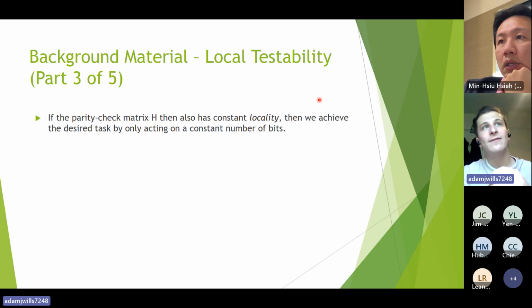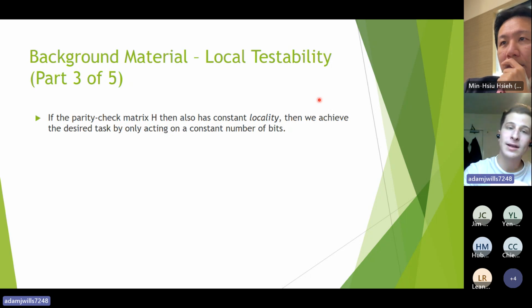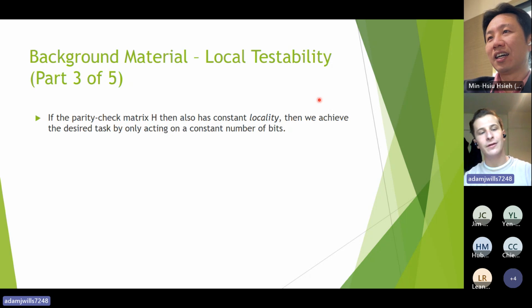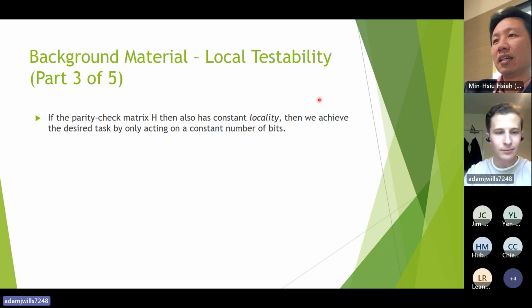So to say it in full, if you have constant soundness and locality, then you can look at a constant number of randomly chosen checks, and that converts to acting on a constant number of bits. And by doing that, you'll be able to determine with constant probability whether you are in the code or far away from the code, meaning that your relative distance from the code is a constant. And so that is the full, more precise version of the question that we had earlier.